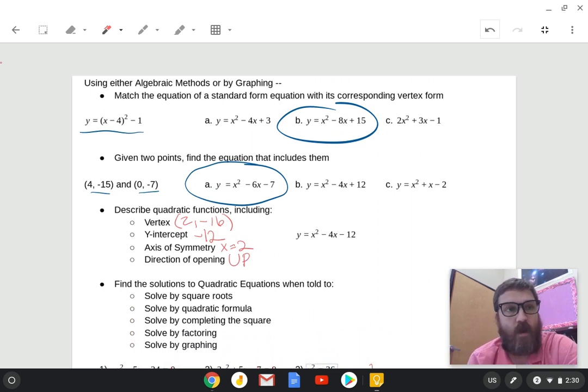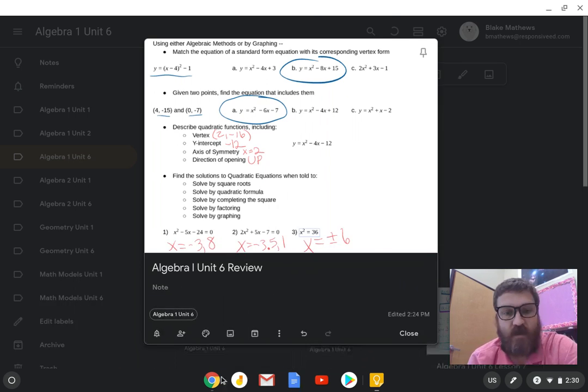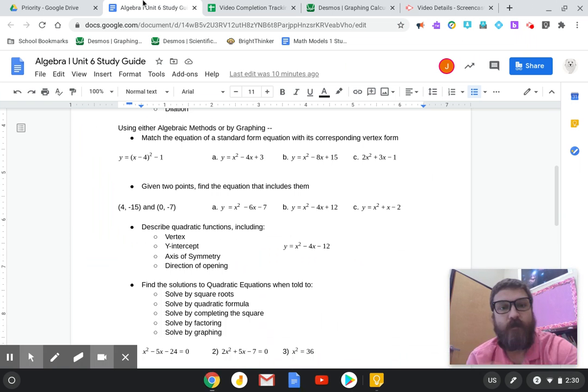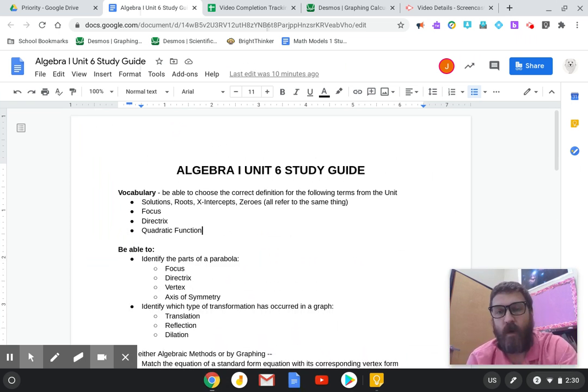I would focus on knowing all of the different vocabulary words that we talked about and being able to identify the types of transformations and the parts of a parabola. But beyond that, you can test later this week.